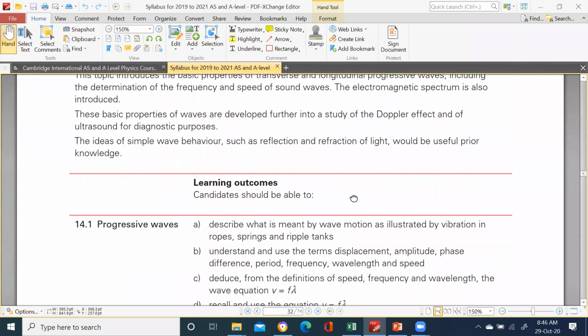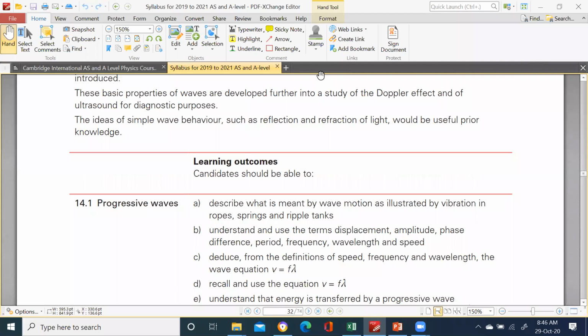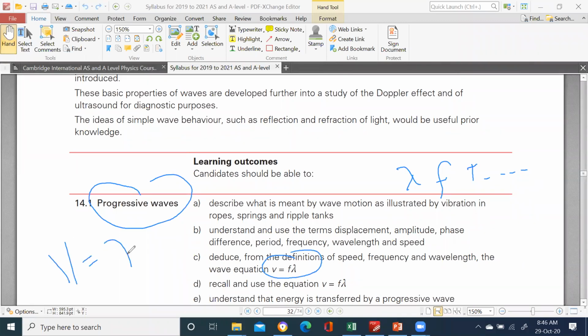we are supposed to be looking at what progressive waves are. And in this lesson in particular, we're going to be looking at what a wave is, some of the terms that we use, for example, the wavelength, the frequency, the periodic time, the amplitude, etc. And we must be able to derive this expression here. We call it the wave equation, v is equal to lambda f, and to use it as well. So that is what we're going to be looking at today in this topic of waves.